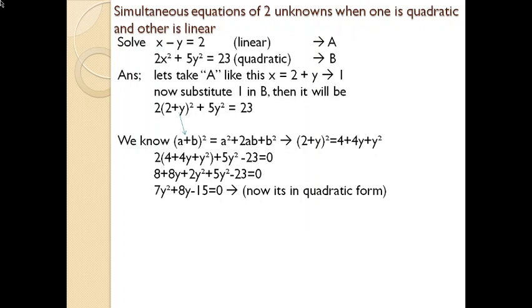Now it's in a quadratic form. And we can substitute the values of a, b, c from this equation. Then, by using the quadratic formula, you will arrive at two values or two answers. We have discussed that part in the previous sessions. Y is 1 and minus 15 by 7.